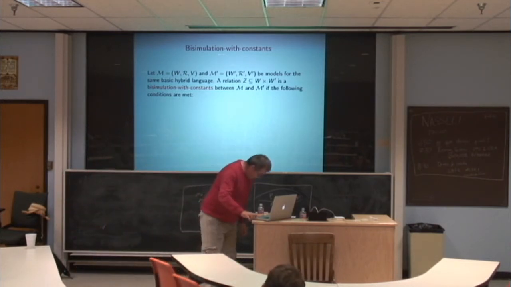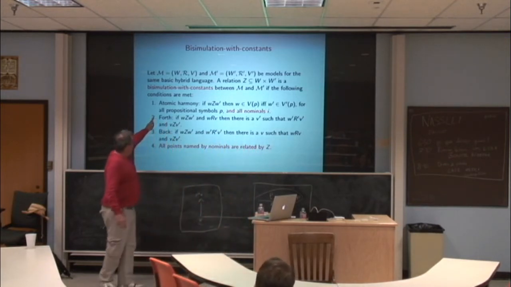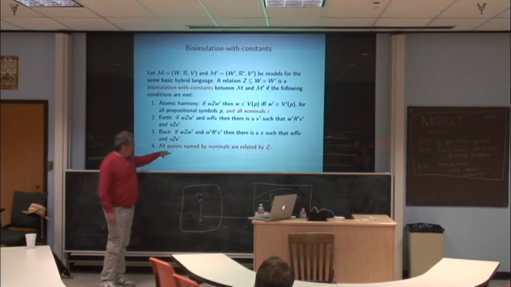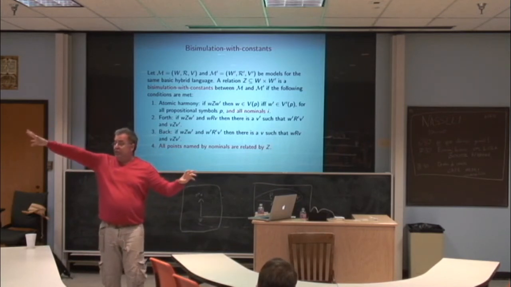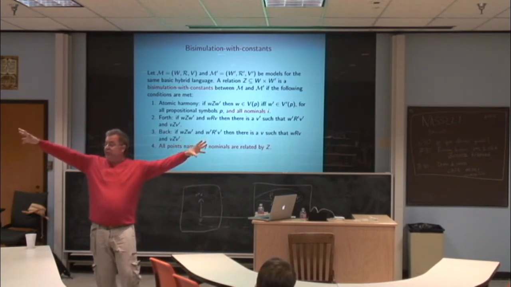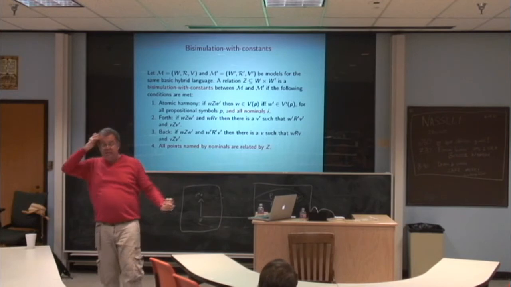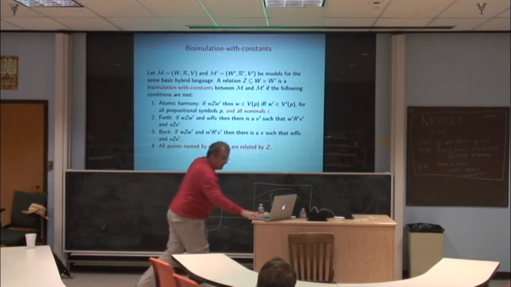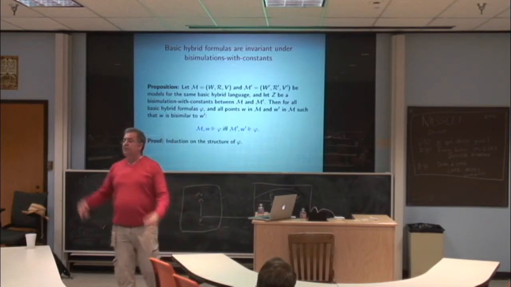There is a formal definition here, and once again it's the same as the one on the slide. By the way, I'll be putting the slides up there. The only thing that we add to the standard definition is that all the points named by the nominals over there, and the points named by the nominals over here, the point named by i has to be related to the point named by i here; they have to be bisimilar. That's the only change.